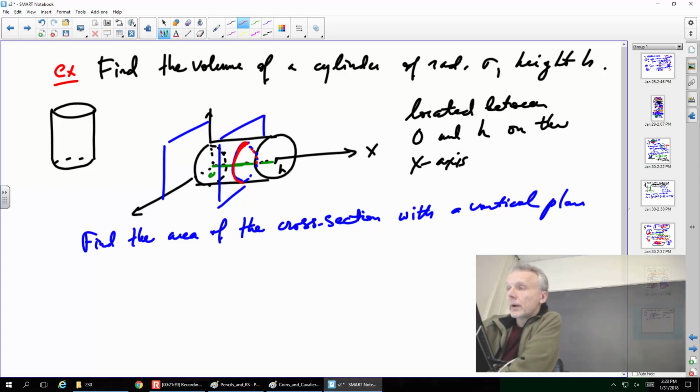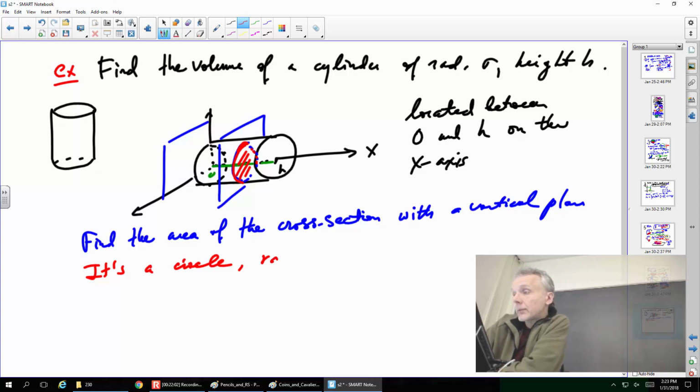So what can you say about the cross section? It's a circle. Which circle? Well, we actually know its radius. What's the radius? It's still R, right? Because by design, you can certainly take a cylinder and cut it in a slanted way, but we don't do that. We cut it the way we want.